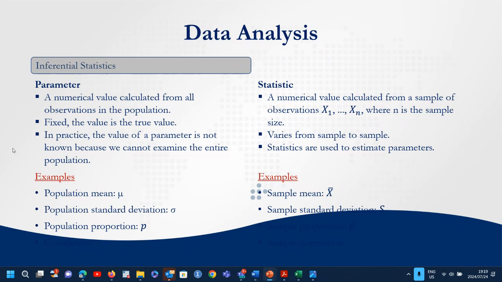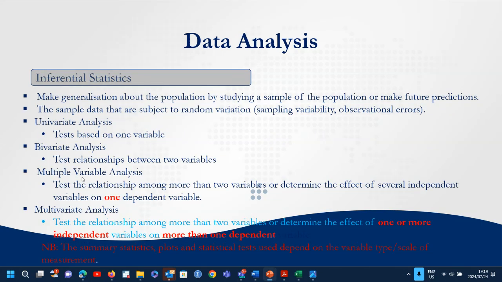But just for you to remember, what we get from the population, we say it's parameters, and from the sample we talk about statistics. The statistics are used to estimate the population parameters. So when we are doing inferential statistics, we want to generalize. We want to make generalizations about the population. So what we get from the sample, we want to generalize to the population or make future predictions. We know that sample data is subject to variability.